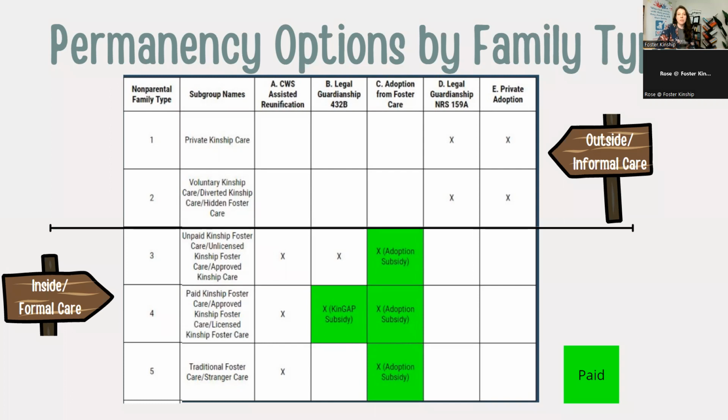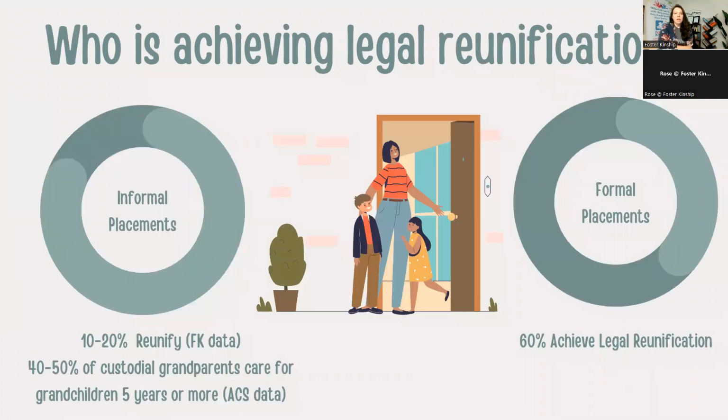So how is this affecting reunification? Well, outside foster care is not tracked, so we can't really get good numbers on the number of kids who are reunifying outside the foster care system. It's not tracked in any consistent way in any of our national or administrative data. Informal placements, foster kinship, we've served 15,000 kids, and we track if kids go home or not. From our data, of the kids who are in informal outside care, only 10 to 20% are reunifying. That is a small number.